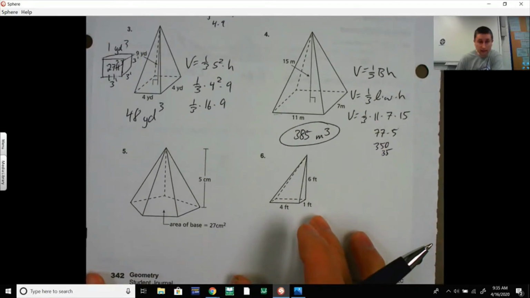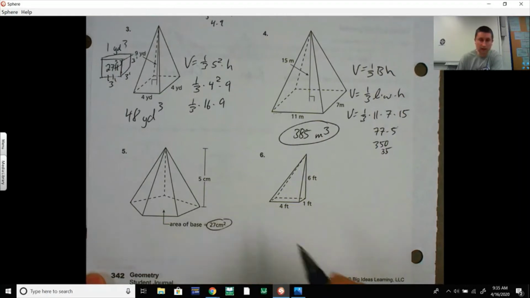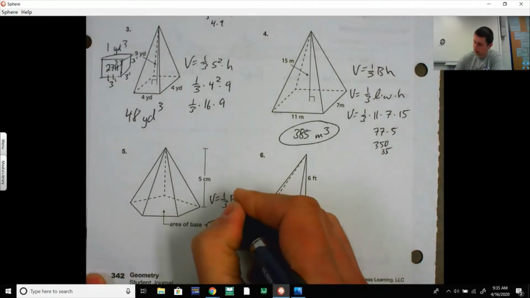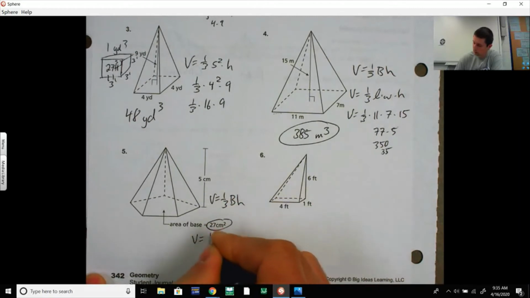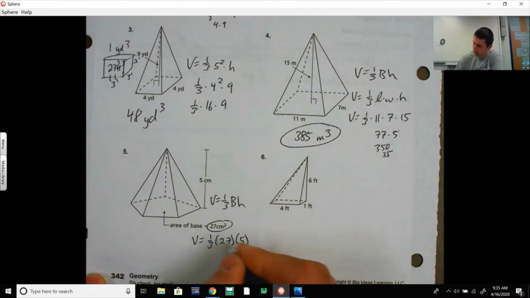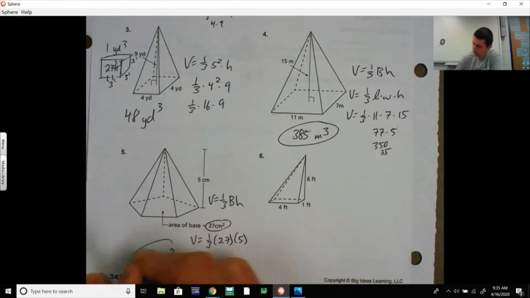Okay, here is a pentagonal pyramid, but they made it easy for us and they gave the area of the base. So volume equals 1/3 the area of the base times the height. So volume equals 1/3 of 27 times 5. 1/3 of 27 is 9. 9 times 5 is 45. So we get 45 cubic centimeters.